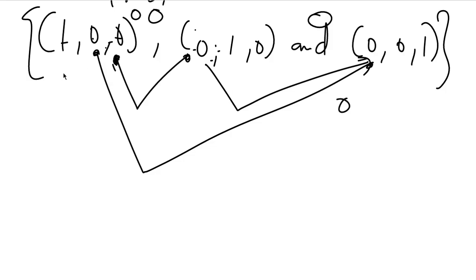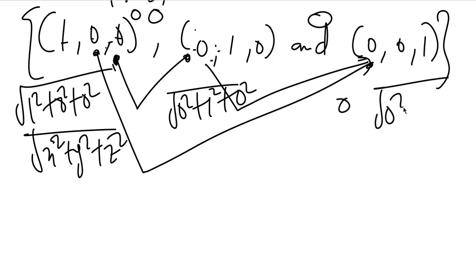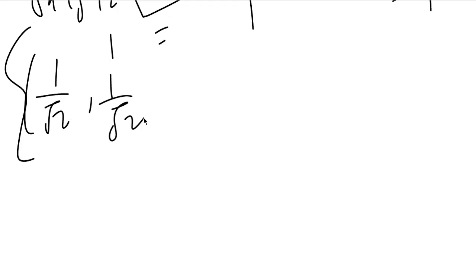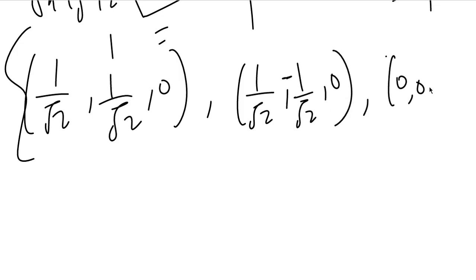Then if we check the magnitude of each, which is going to be the square root of x squared plus y squared plus z squared, it's going to be the square root of 1 squared plus 0 squared plus 0 squared, the square root of 0 squared plus 1 squared plus 0 squared, and lastly, the square root of 0 squared plus 0 squared plus 1 squared, which all give 1, 1, 1. Another example is, let's say, a set of 1 over root 2, 1 over root 2, 0, and we have 1 over root 2, negative 1 over root 2, 0, and then lastly we have 0, 0, 1.